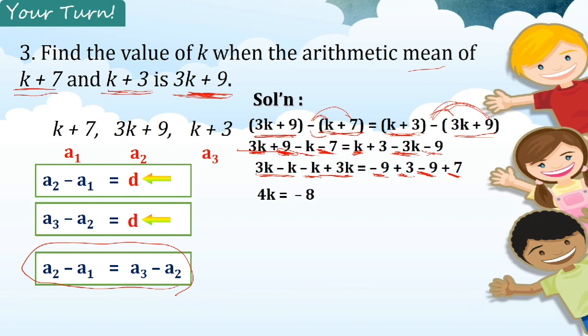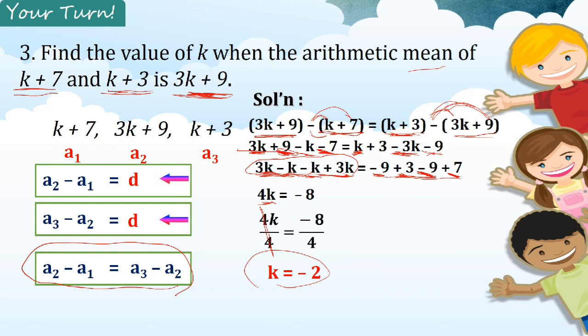And then, simplify. Okay, this is equal to 4k. 3k minus k is 2k. 2k minus k is k. K plus 3k is 4k. Then, this one is equal to negative 8. Divide both sides by 4 para maiwan yung variable k. So, divide both sides by 4. K therefore is negative 2.